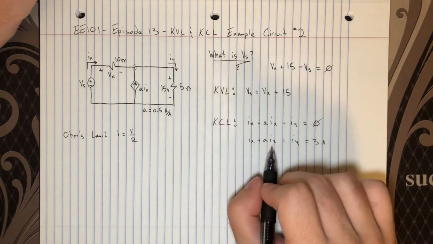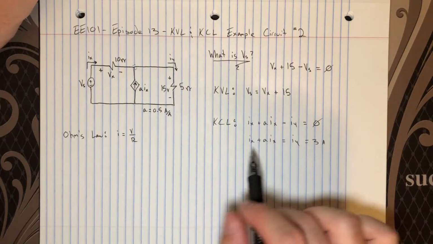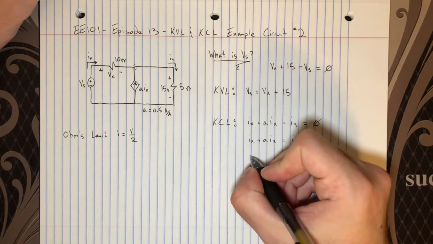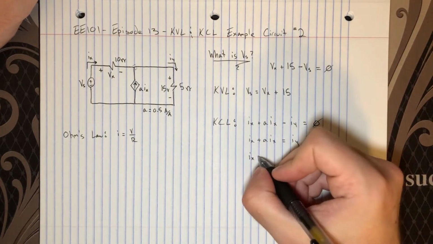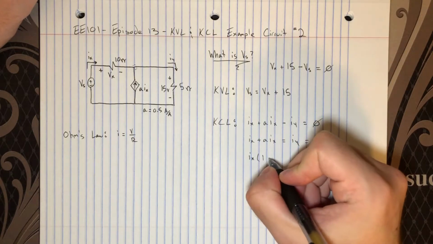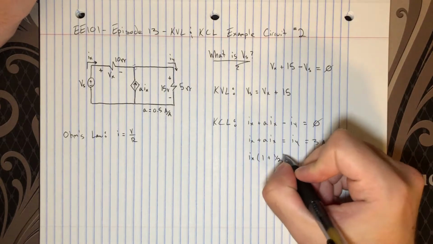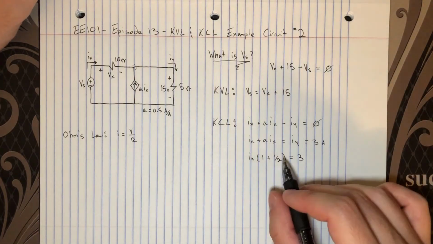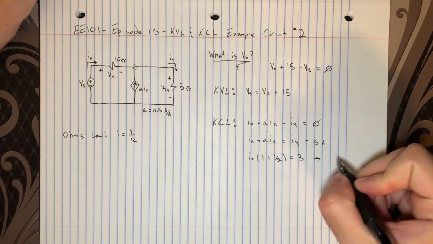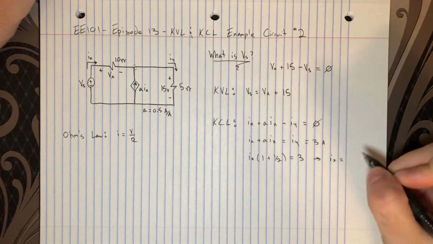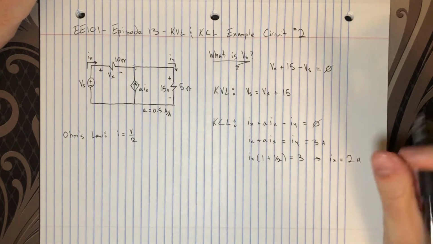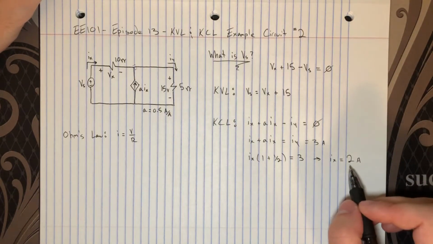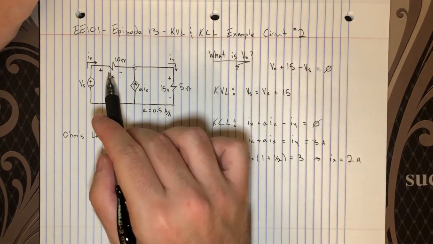We also remember we have knowledge about this constant A. It was given to us as 1/2 or 0.5. So with a little bit of algebra here, we can just factor out this IX, and we have 1 plus 1/2 times IX equals 3. And so if you now solve this, then we have that therefore IX equals 2 amps.